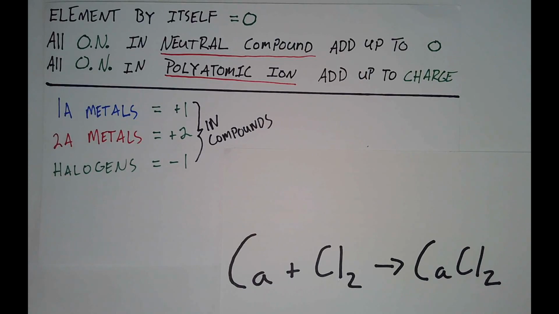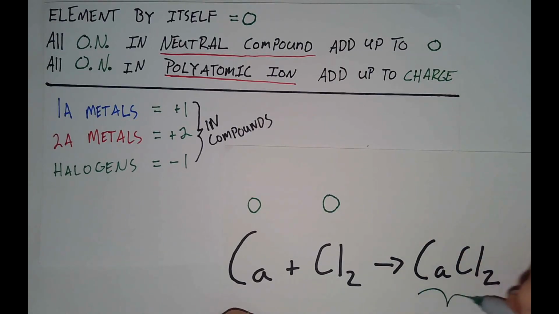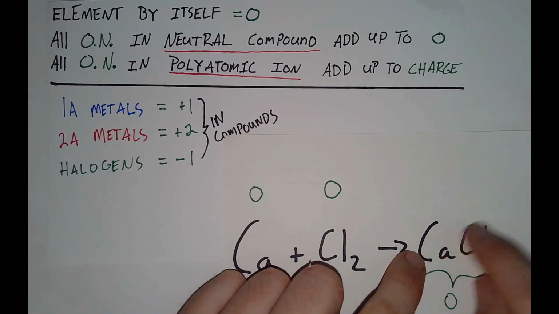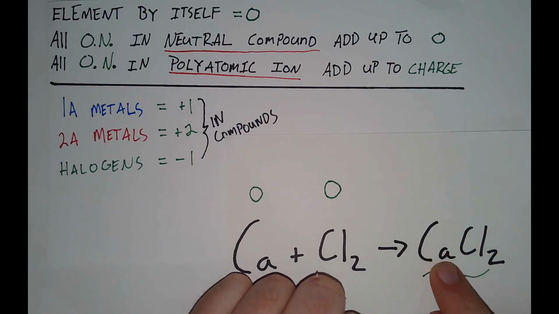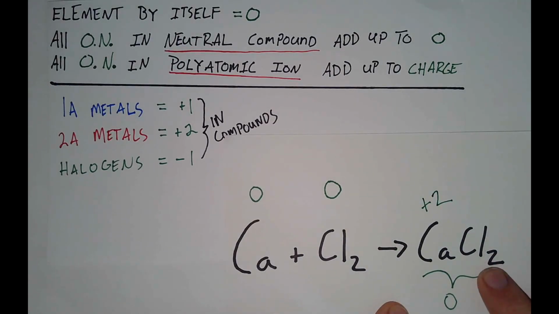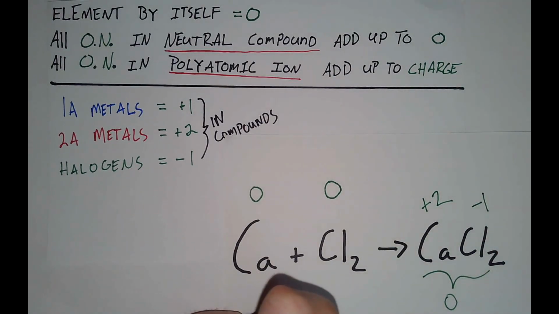Right off the bat, there are two things in this reaction which I can ignore. Right? Two things which are 0. Now, this thing together is 0 because there's no charge over here, right? Together, this whole thing is 0. Ooh. But that's not the end of the story because each element within this compound has its own charge. Now, calcium is a 2A metal, so what's its oxidation number have to be? And chlorine is a halogen.